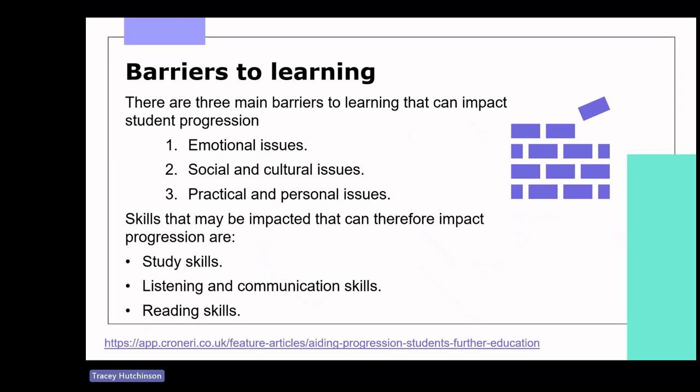Social and cultural issues. Students may be subjected to peer pressure and have unrealistic goals. Family backgrounds may also influence where they are when they commence their studies. Practical and personal issues, including transport accessibility to the college, financial difficulties, and lack of access to information to enable them to make an informed choice.